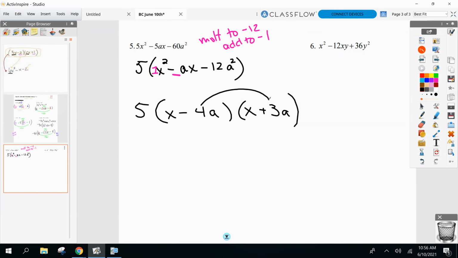Any GCF? How many terms? Okay. And what's the number out in front? All right, so don't panic because you see x and y. Three terms, number out in front is 1. So you're thinking two numbers that multiply to what here? 36. But at the same time, we'll add to negative 12.